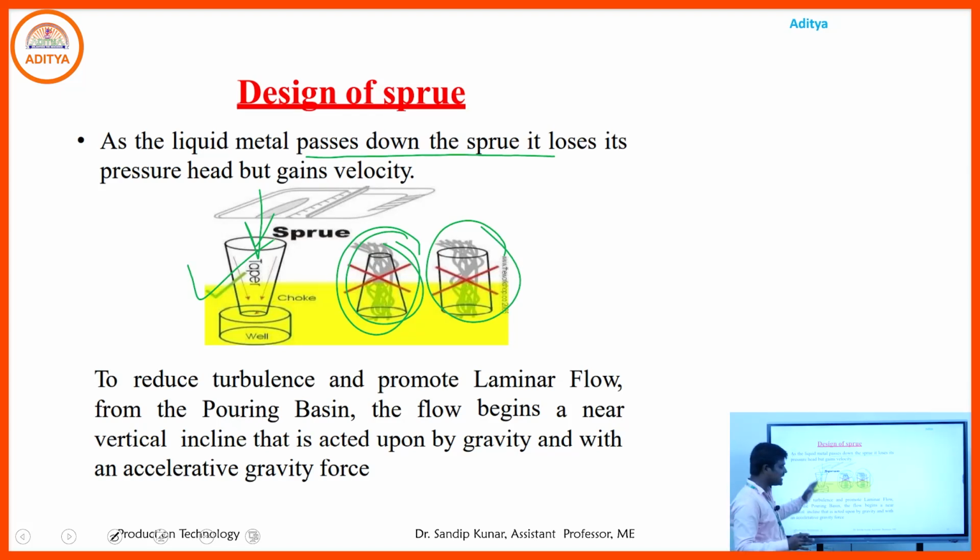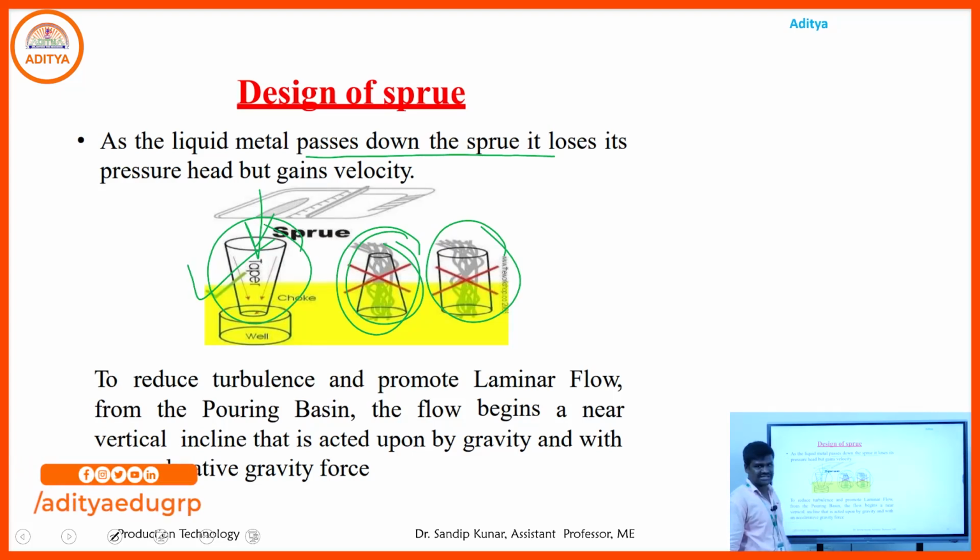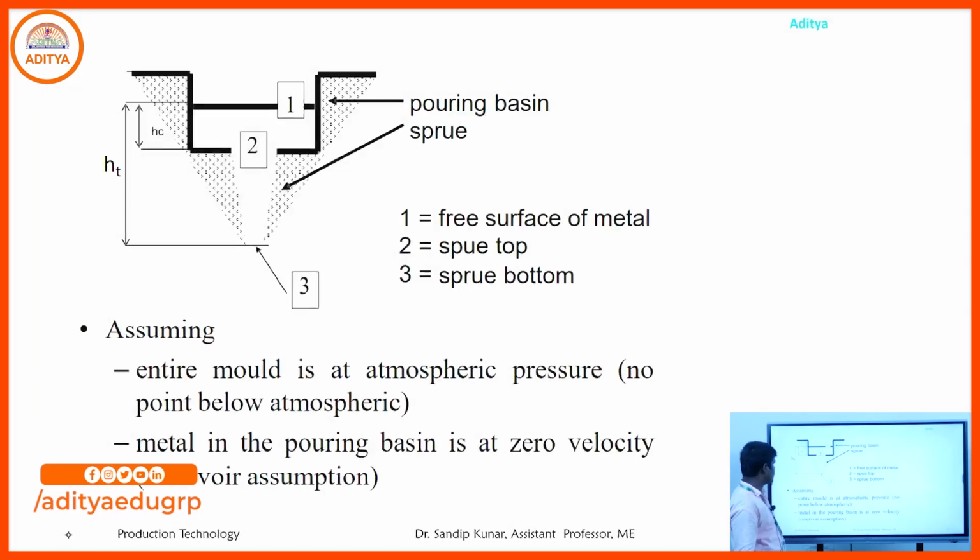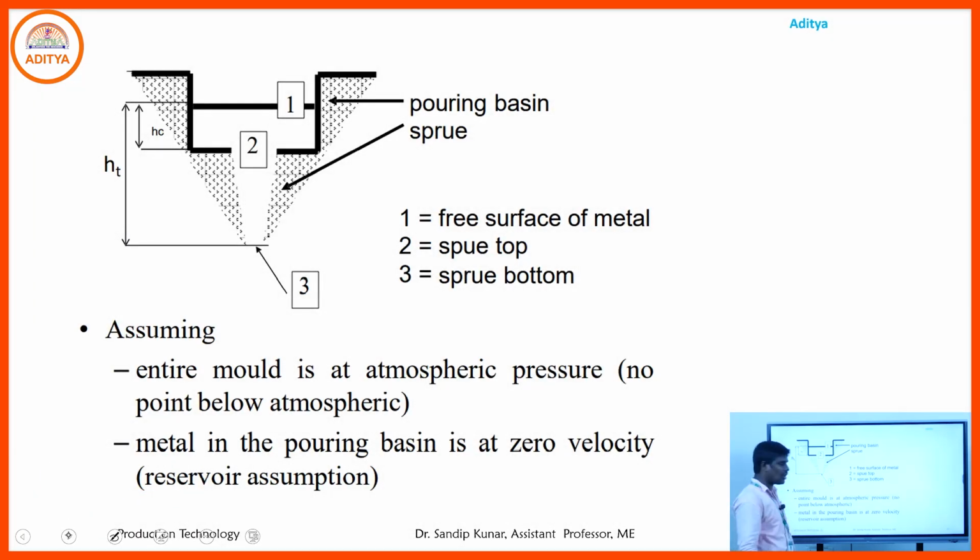That type of shape avoids turbulent flow of the molten metal, and also controls the flow of the molten metal smoothly. It maintains a uniform or laminar flow in that type of sprue system. That is the conical type, or taper type, sprue system. For calculation of the flow velocity of the liquid metal, we take that type of shape, and that is called the pouring basin.